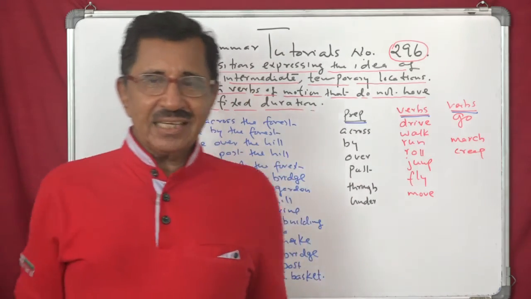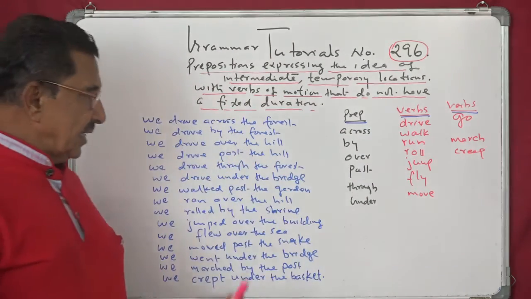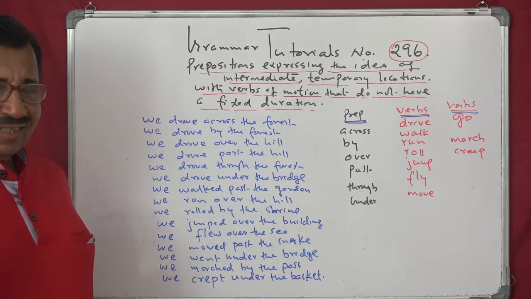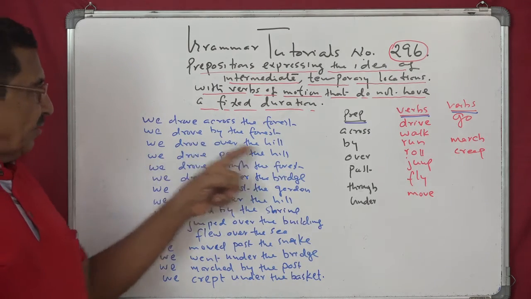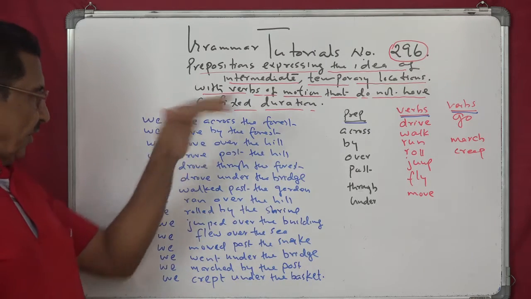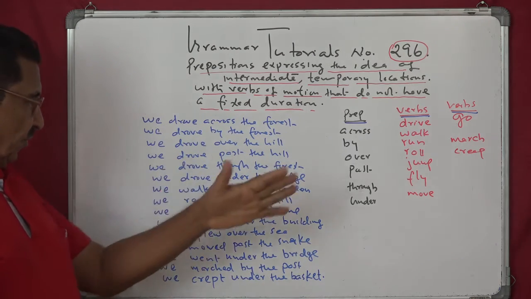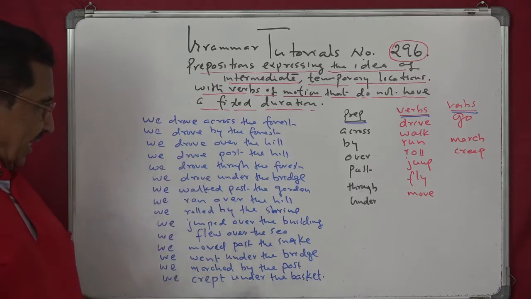Now you have enough examples here. Let's go through these examples. We drove across the forest. We drove by the forest. We drove over the hill. We drove past the hill. We drove through the forest. We drove under the bridge.